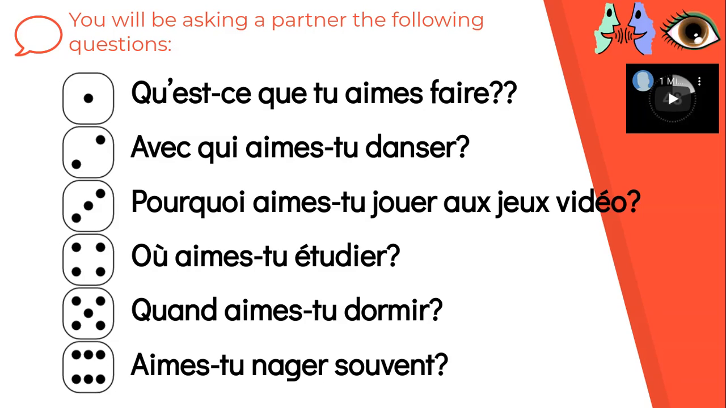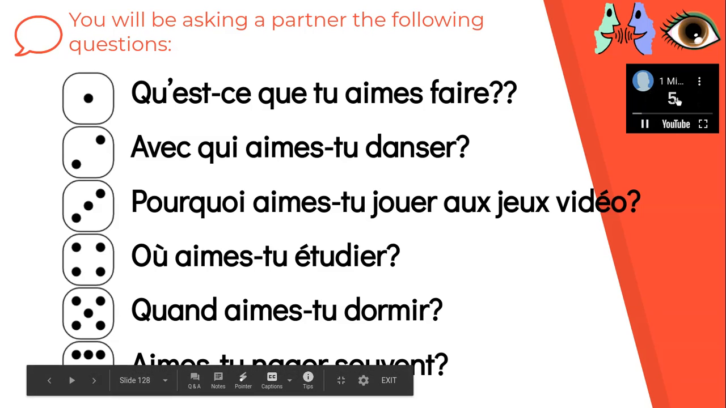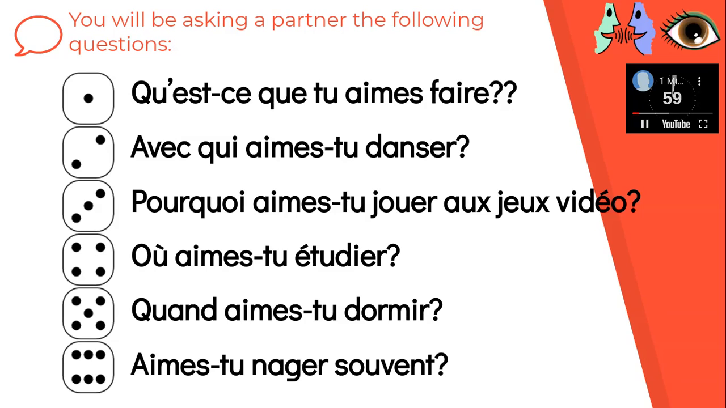So again, we are speaking with our eyeball partner. We're still asking each other questions back and forth. Keep asking, try and go fast, but don't forget the details.